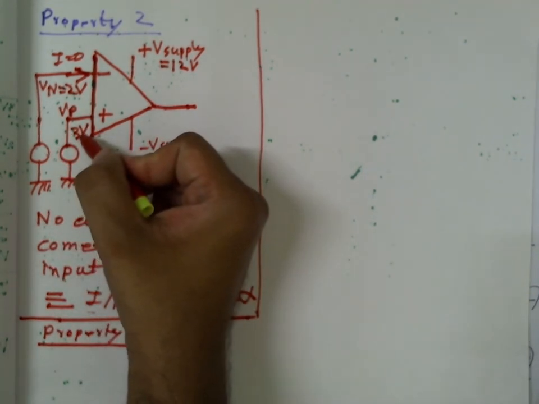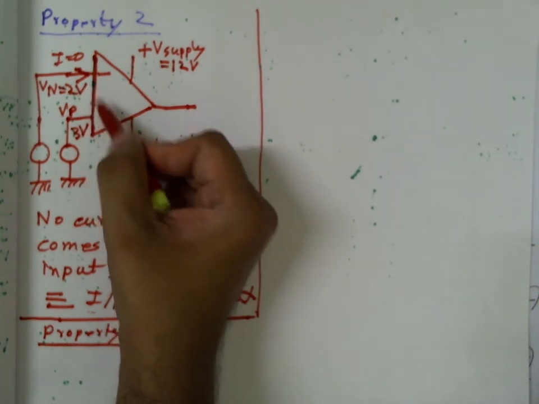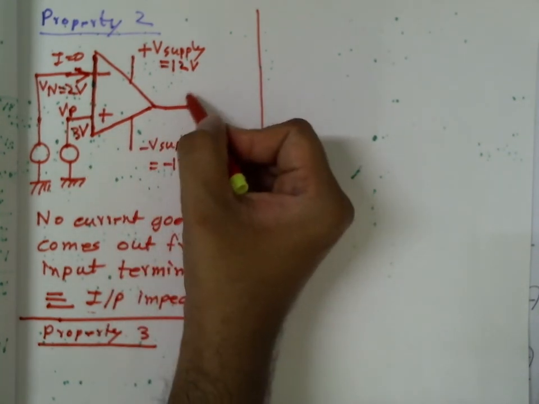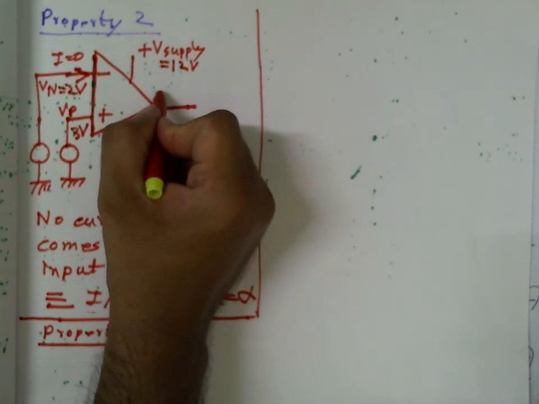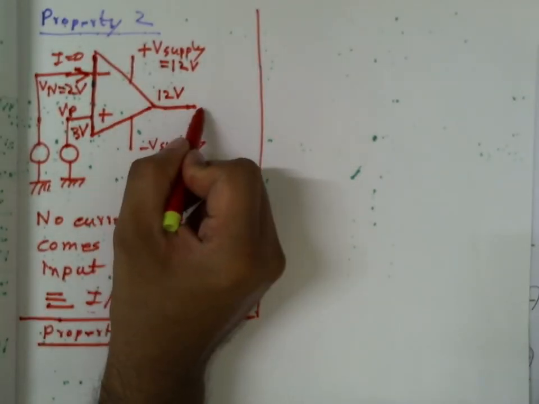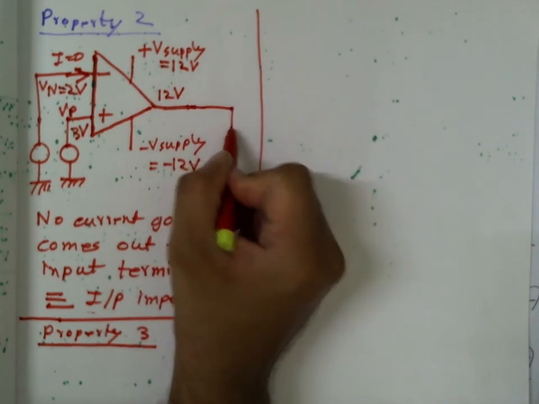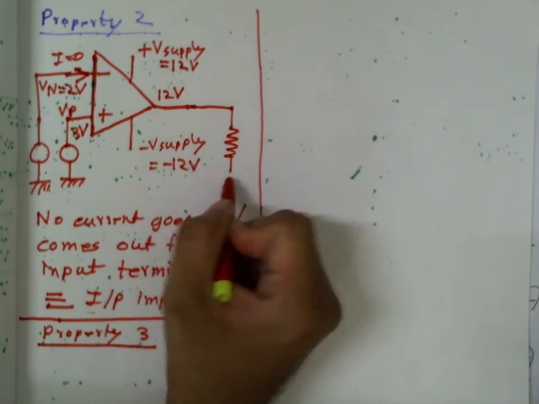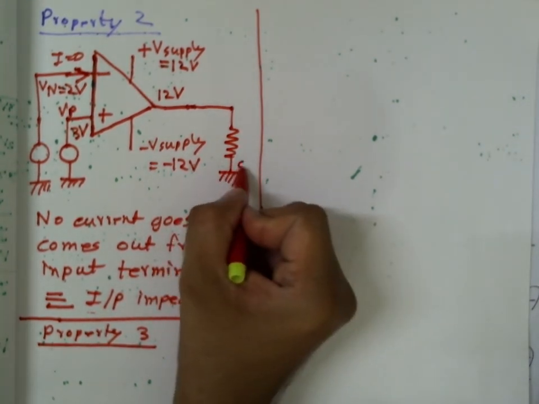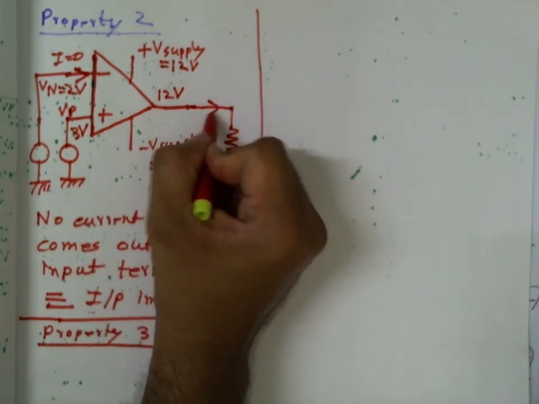See, this is 3 volt, this is 2 volt. So the positive one is at higher potential than this one. So the output will be equal to the positive supply voltage. So the output in this case will be 12 volt. Now if I leave this terminal open as it is, then nothing happens. But what I can do is connect a resistance and the other terminal is grounded, so this is grounded, meaning 0 volt. This is at 12 volt. So what will happen? Some current will flow.